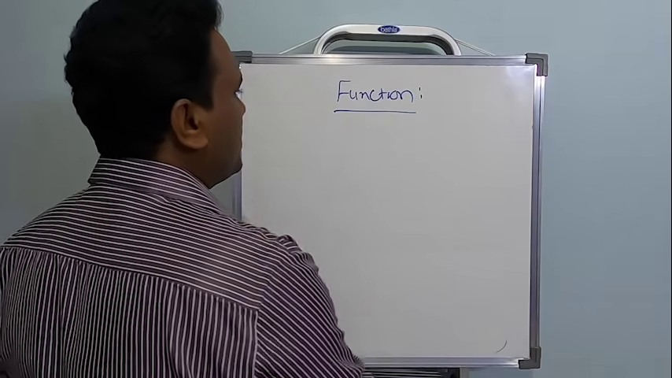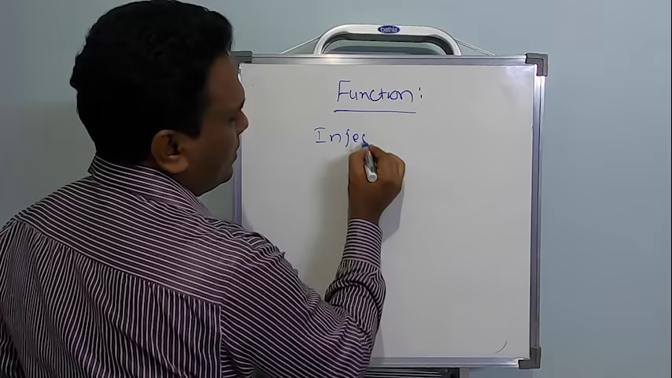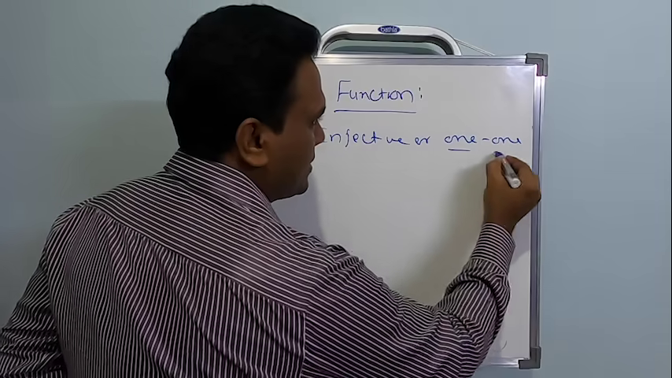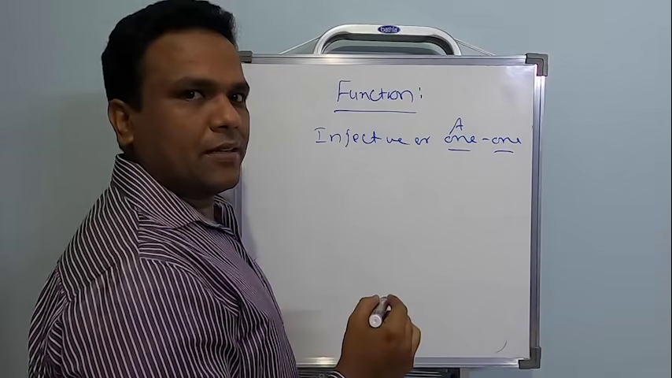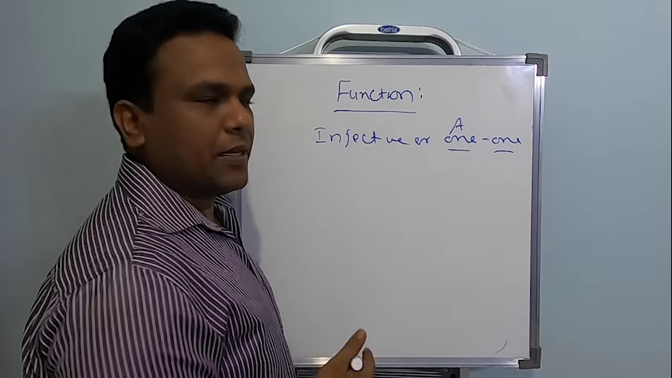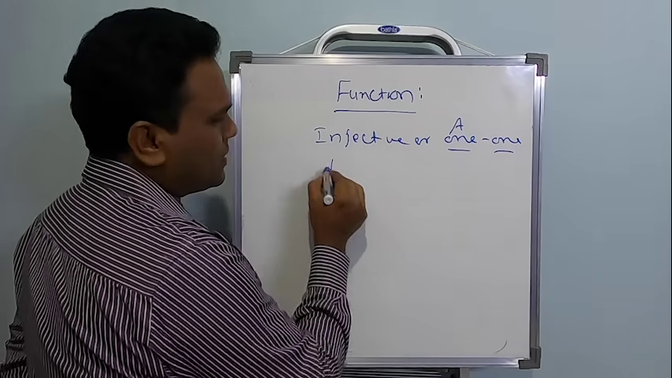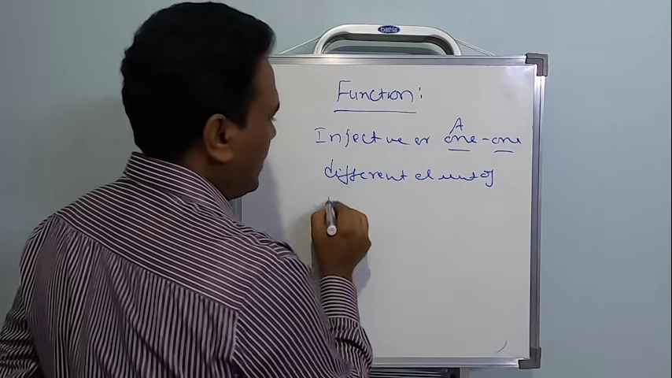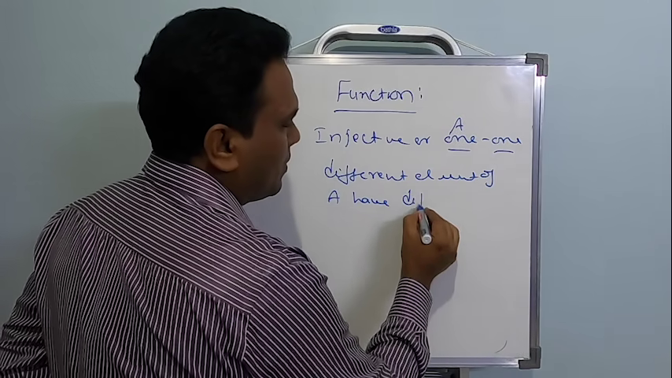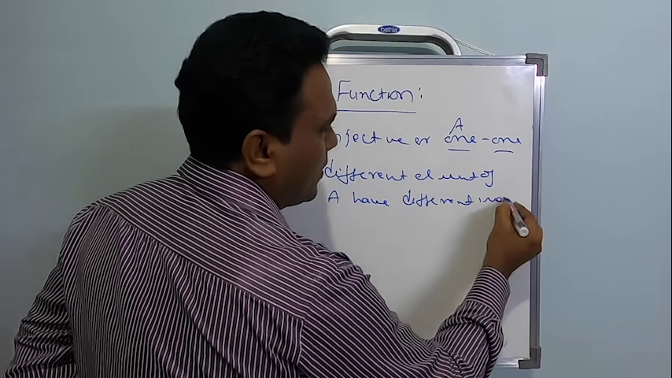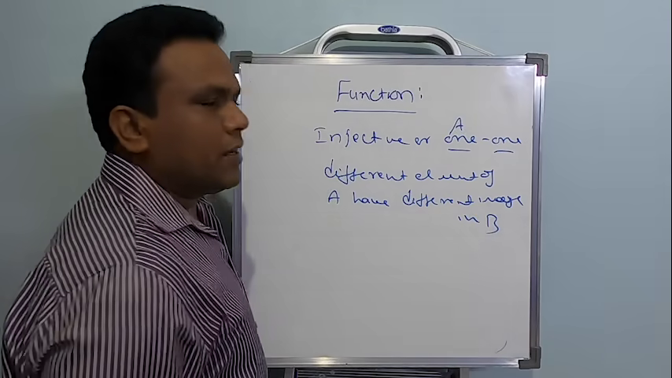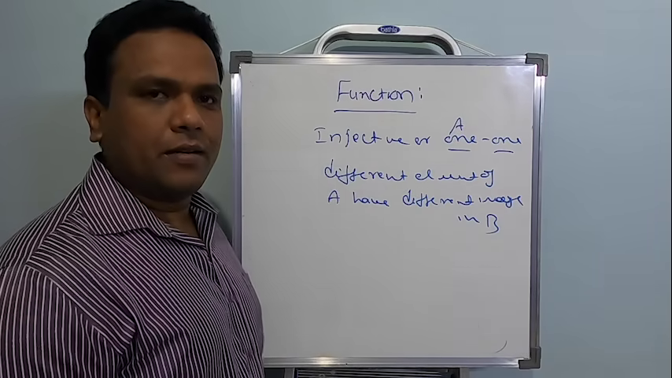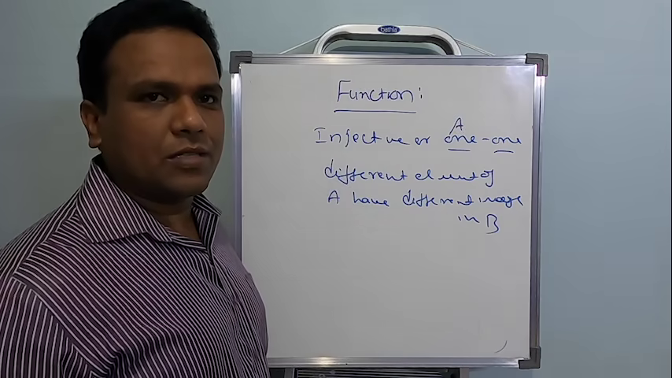Under that, the first one is called injective or one-one function. The name itself suggests every element of set A should have different images in set B. Different elements of A have different images in B. If the elements are same, the image will be same. If the elements are different, the images will be different. So one element, one image, that's the concept.